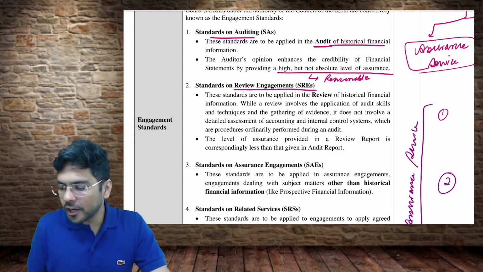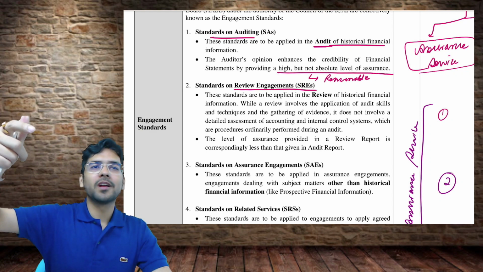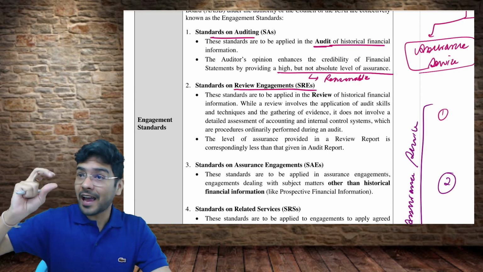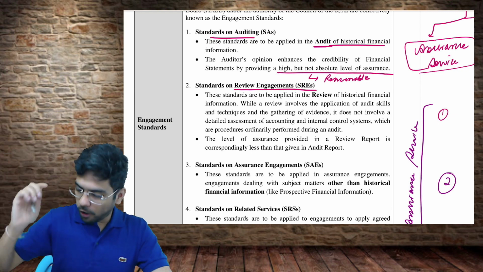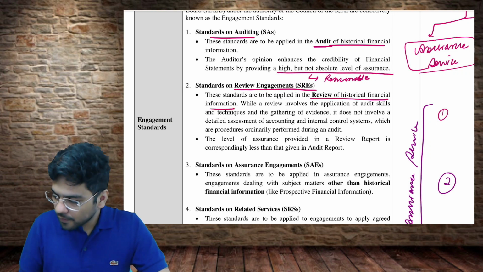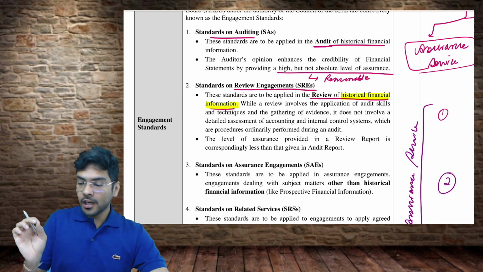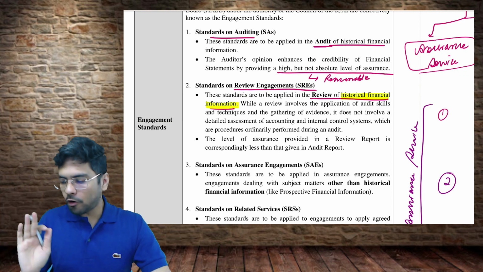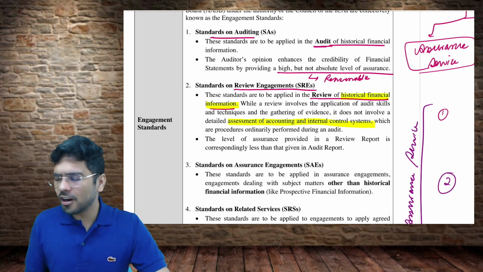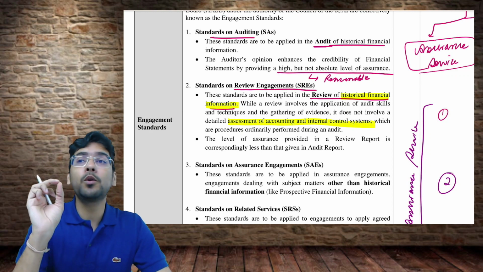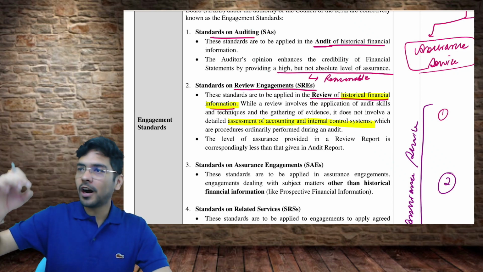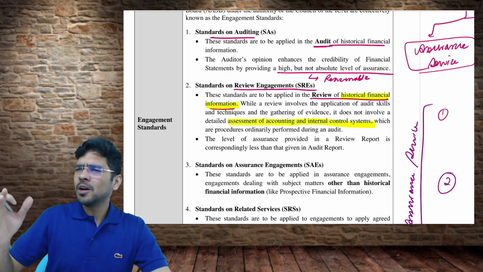So next is standard on review engagement. Again, in layman's terms, what did I tell you? Consider review as younger brother of audit. You are not going to check things in as much detail as you did in audit. Here it says these standards are to be applied in the review of, again, what is the subject matter? Historical financial information. While a review involves application of audit skills, techniques and gathering evidence, you are not going to check on the internal controls and accounting system. But are we required to check upon the internal controls in case of audit? Did I not tell you in the audit process also, understand the entity and its internal controls? But this is not required here.